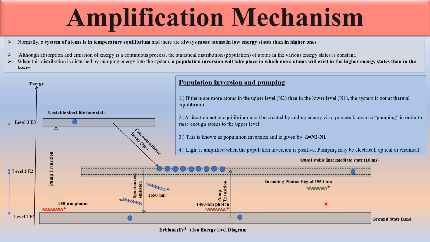And when we are using 1480 nanometer, while it is going to the N3 level, it directly goes to the metastable state. And what happens when the incoming photon signal interacts with this higher energy level? Then this is called the stimulated emission.